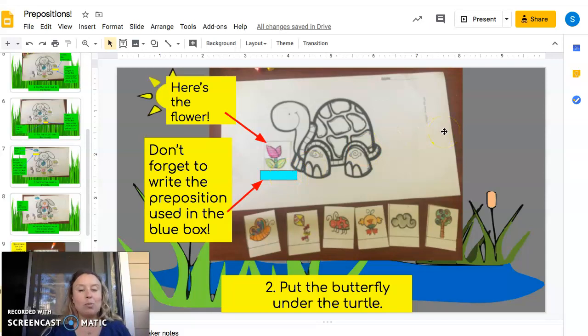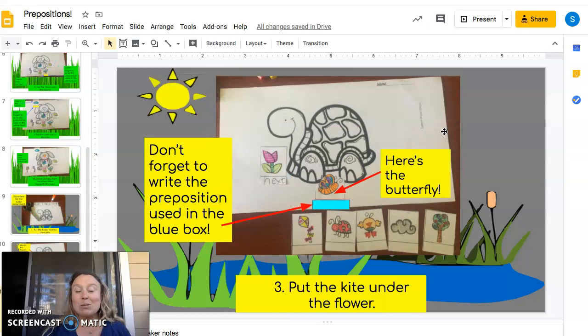Number 2, put the butterfly under the turtle. Pause me now if you wish as you're working, and then keep going. Here's the butterfly under the turtle. Did you write the preposition in the blue box? Now you'll notice that in here, my box is blue because I wanted to make it highlighter so that we can actually see it. These boxes are not blue. You do not have to color them blue. That's just where the preposition goes.